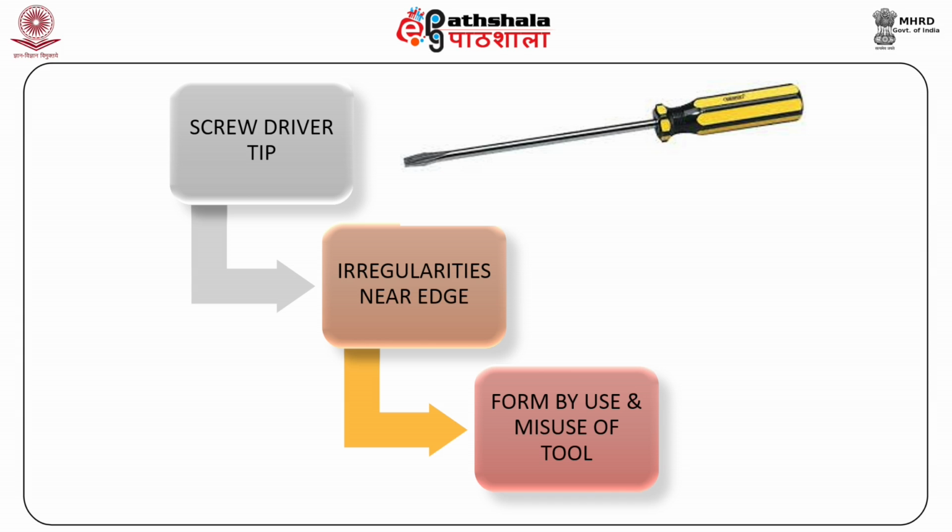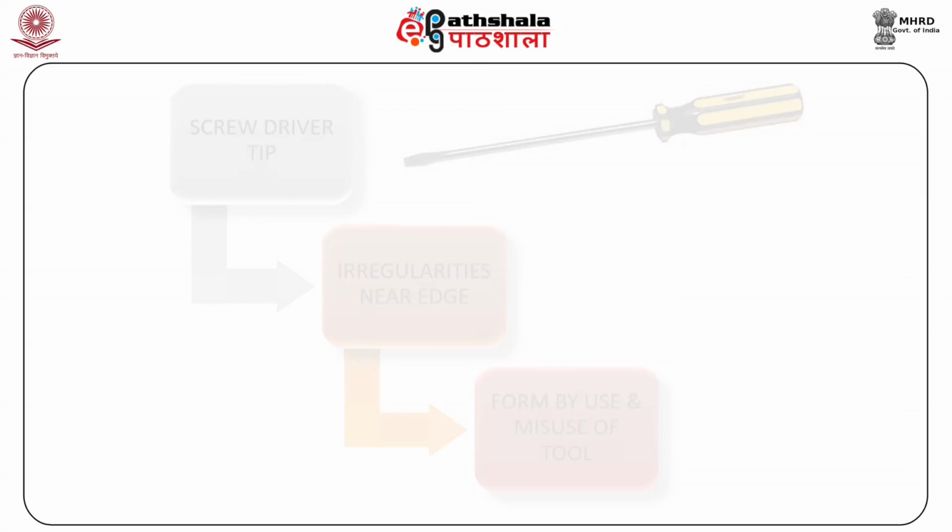These characteristics actually permit a formal identification. If such characteristics are available on a tool mark, then it is possible to identify the tool that was used in committing the crime, even among a series of identical tools. Let us have a look at different types of tool marks.